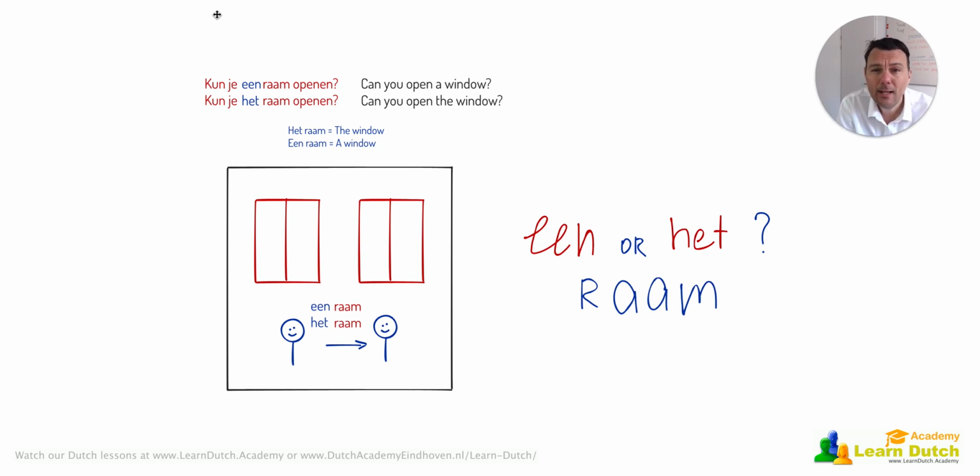But now I have a question for you. You and me both in the same room. The room has 2 windows. It is very hot inside. What would you ask? Philip, kun je een raam openen? Can you open a window? Of kun je het raam openen? Can you open the window?